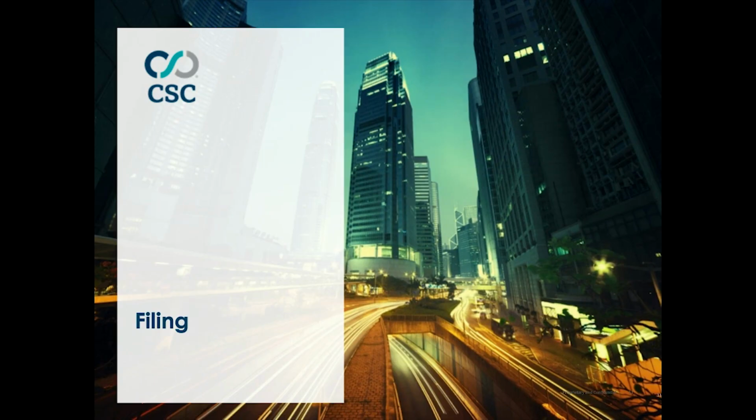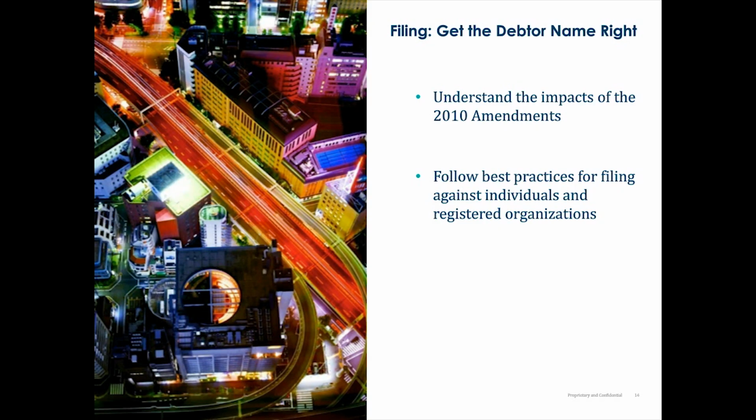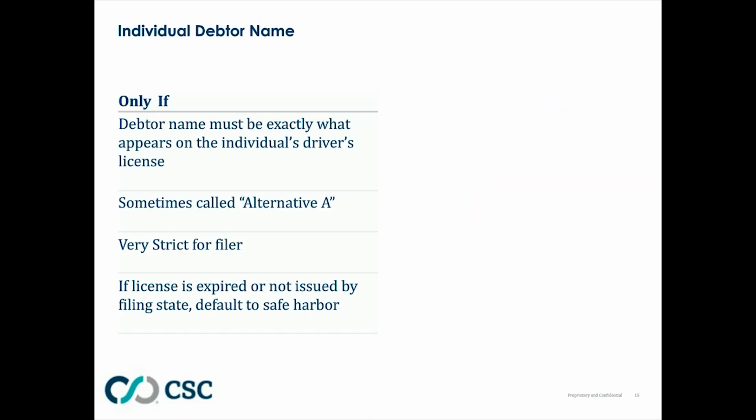So the next is, we'll talk about filing. With filing, the thing about UCC filings is get the debtor name right. You want to make sure you get the debtor name right because the debtor name is actually the most important piece of information on a UCC filing. So that needs to be right. You want to understand the impacts of the 2010 amendments, and then you also want to follow the best practices against individuals and registered organizations.